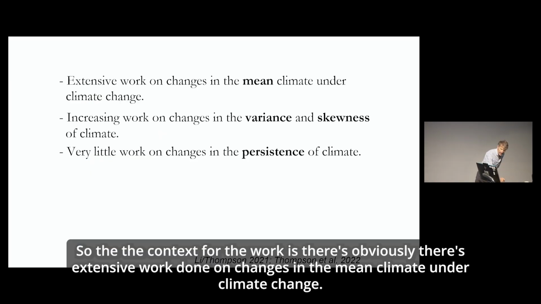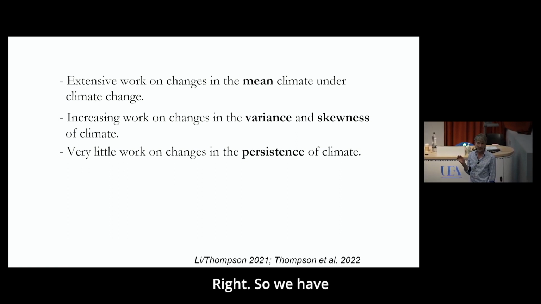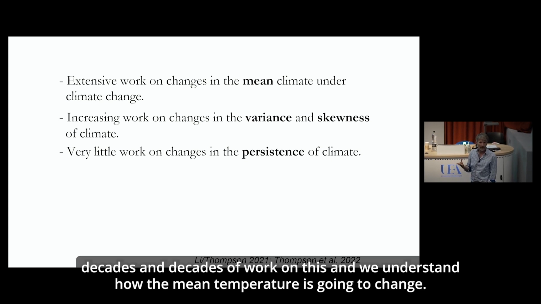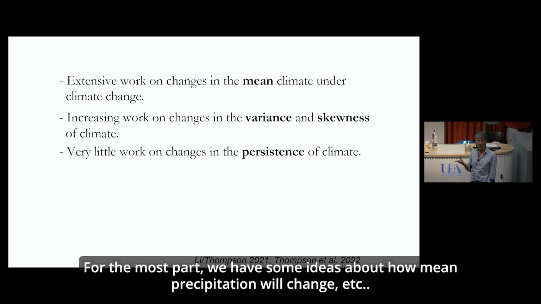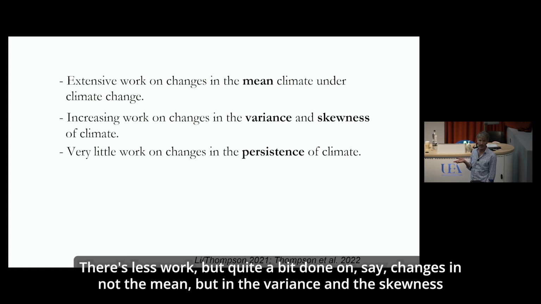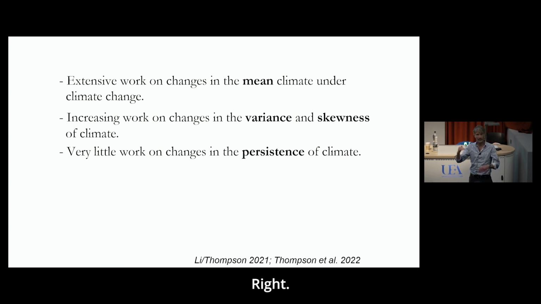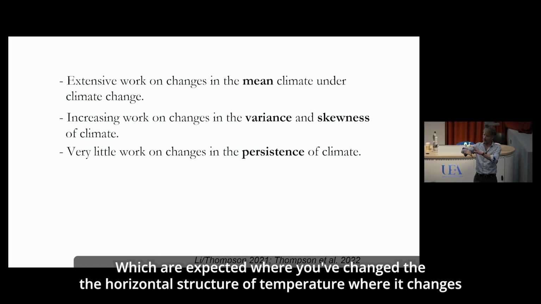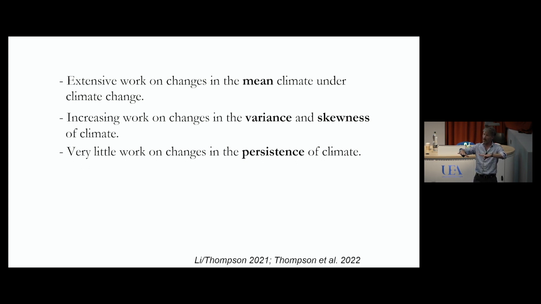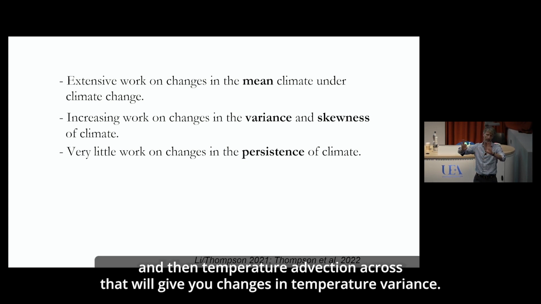Okay, so the context for the work is obviously there's extensive work done on changes in the mean climate under climate change, right? So we have decades and decades of work on this, and we understand how the mean temperature is going to change for the most part. We have some ideas about how mean precipitation will change, etc. There's less work, but quite a bit done on changes not in the mean, but in the variance and the skewness of different aspects of climate. For example, there's the work by James Screen and Tapio Schneider on changes in temperature variance, which are expected where you've changed the horizontal structure of temperature, and then temperature advection across that will give you changes in temperature variance.